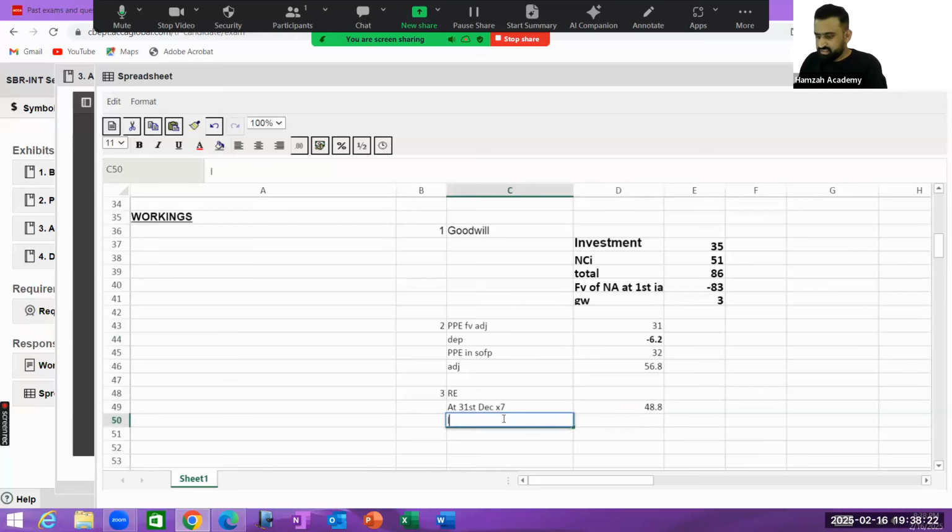Now, if you deduct the retained earning at the acquisition date, which was basically 39, the difference will be the post acquisition.